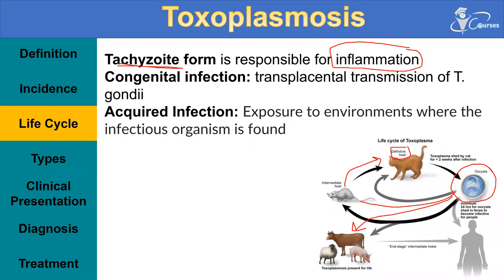And in the congenital infection, there is a transplacental transmission of the toxoplasma. So this is how the baby acquires the congenital infection. The mother will have the toxoplasma, and it will pass through the placenta to her baby. Acquired infection is just by exposure to the environments where the infectious organism is found, as we just discussed.